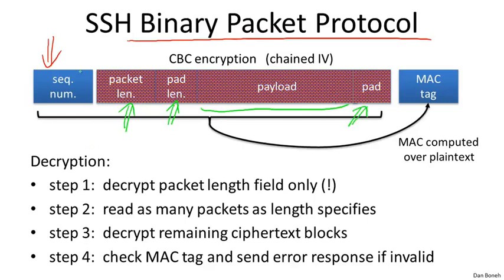Now this whole red block here is CBC encrypted, also with a chained IV, so this is also vulnerable to the CPA attack that we discussed before. But nevertheless, this whole red packet is encrypted using CBC encryption, and then the entire clear text packet is MAC'd, and the MAC is sent in the clear along with the packet. I want you to remember that the MAC is computed over the plaintext packet, and then the MAC is sent in the clear. This is what we call encrypt and MAC.